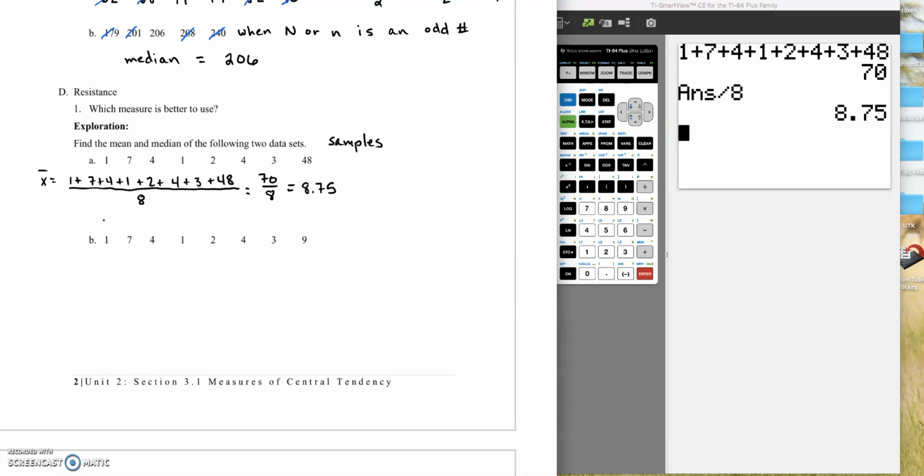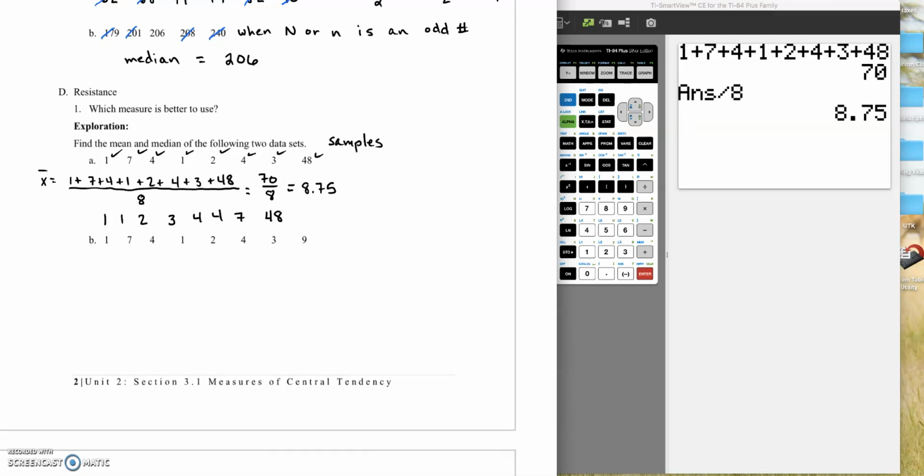So remember, first we have to arrange these in ascending order. So 1, 1, 2, 3, 4, 4, 7, and a 48.